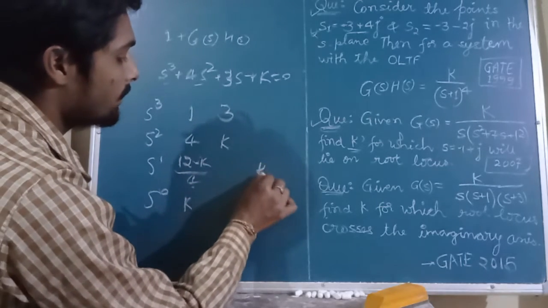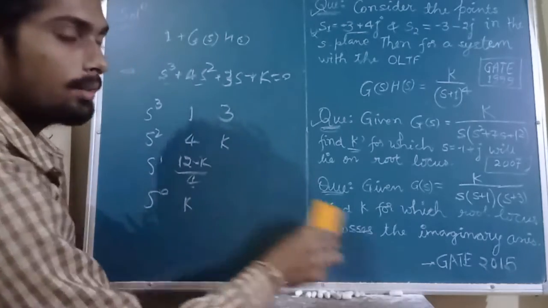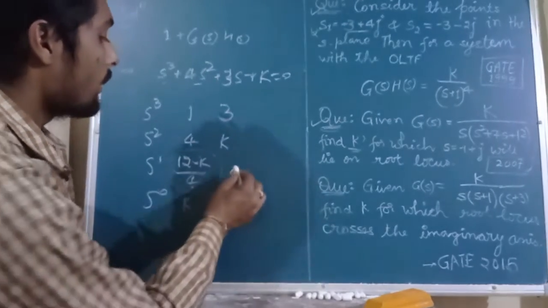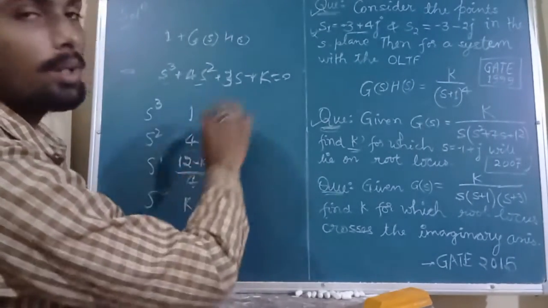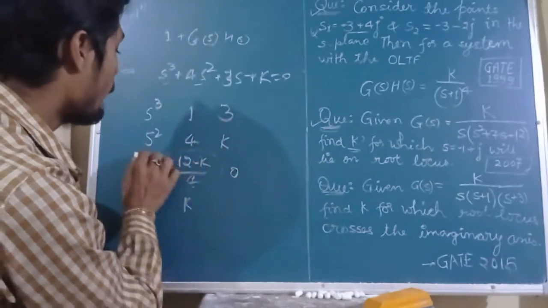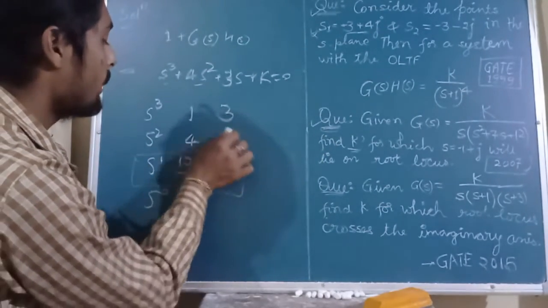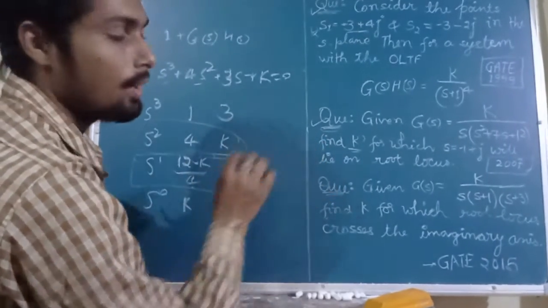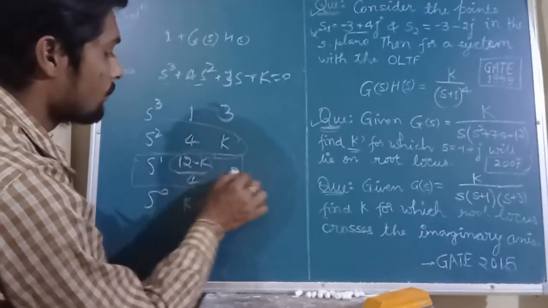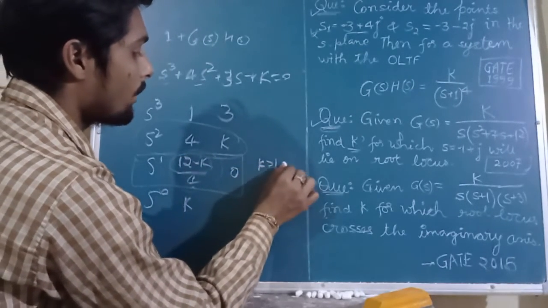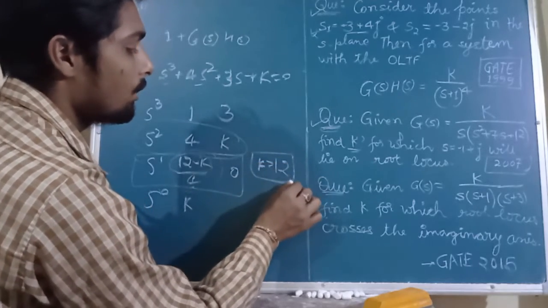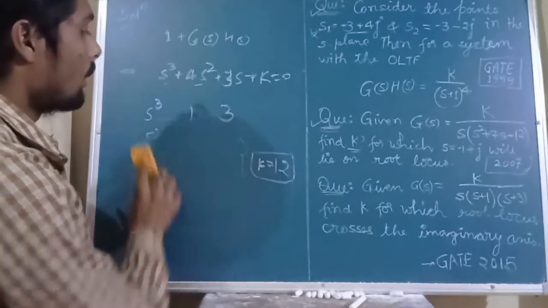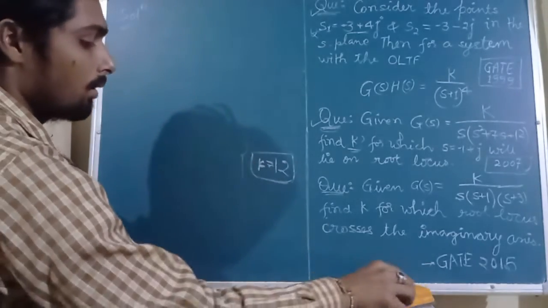Hence we can calculate that the s to the power 1 row must be equal to 0, because this is the term 0. Then only the root locus will cross the imaginary axis. From here, when we put 0, we get an auxiliary equation. From here we can find at which point it is going to cross the imaginary axis. Then it will be 0 at the time when K equal to 12. This is the required value of K for which the root locus will cross the imaginary axis.